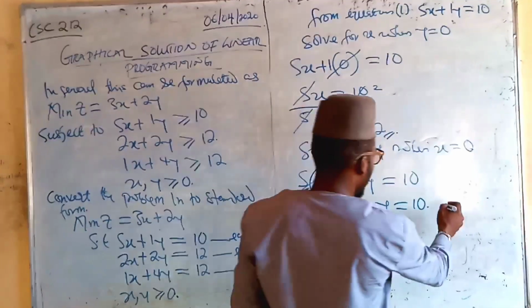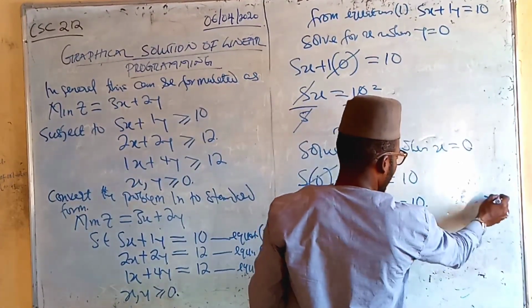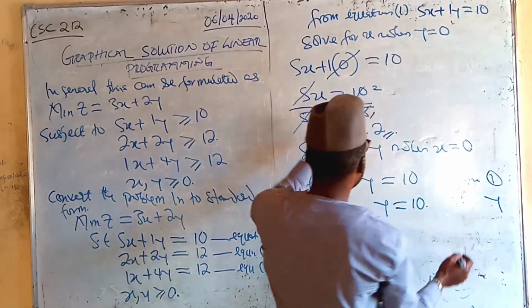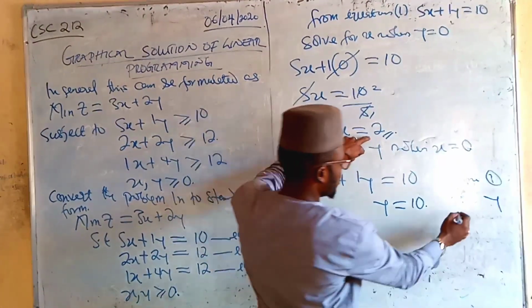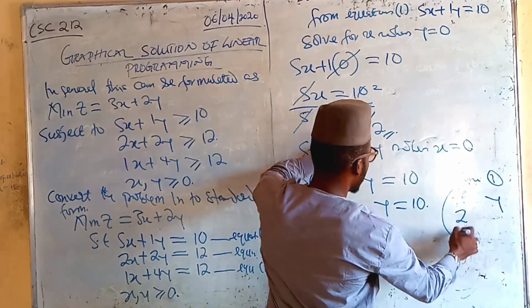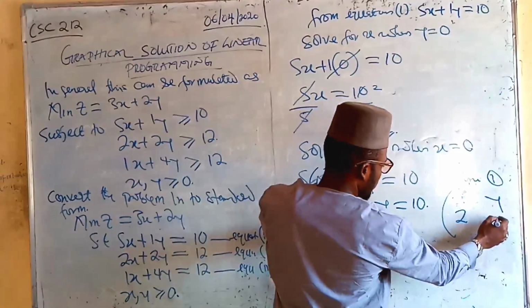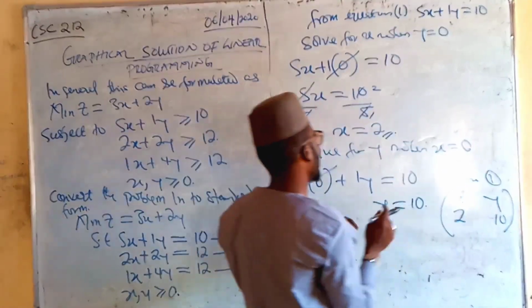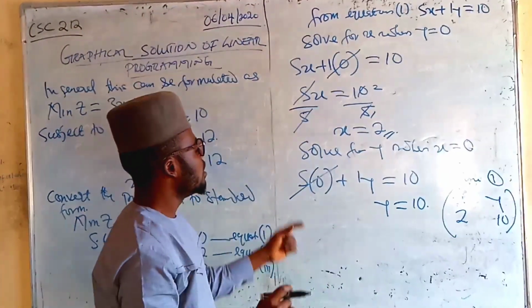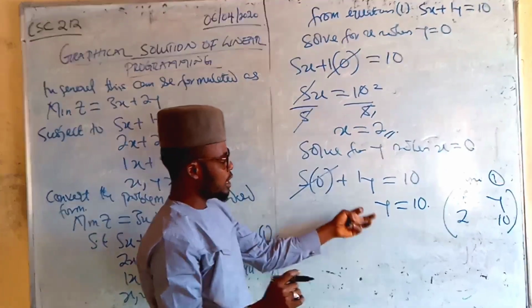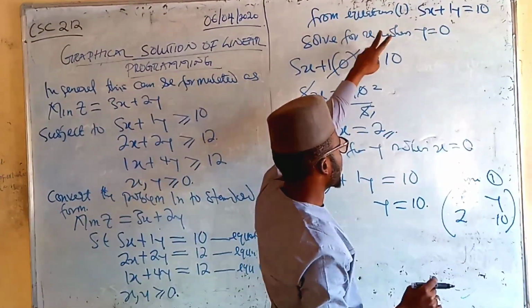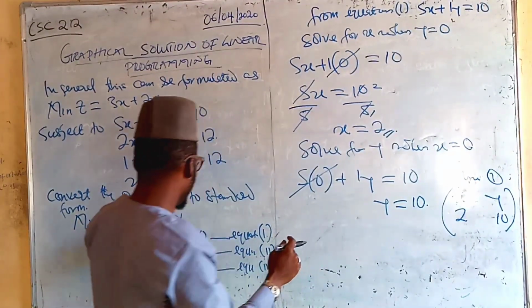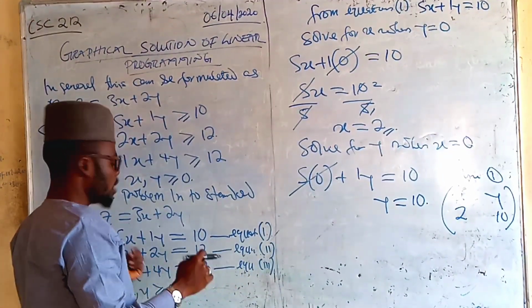So now the value of x and y in equation 1: the value of x is equal to 2, then the value of y is equal to 10, in equation 1. So we have gotten both the value of x and the value of y in equation 1. We are going to do the same thing for both equation 2 and equation 3.